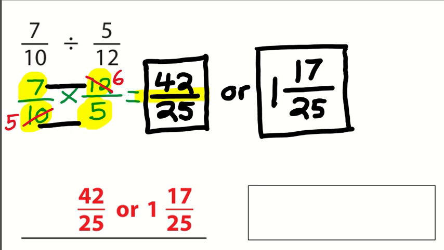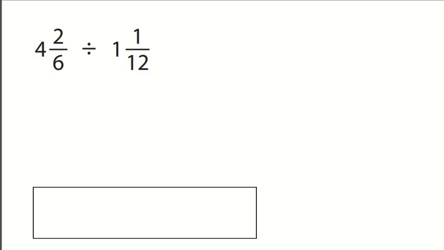Let's do a few more examples. What if I got a mixed number? Now you remember with mixed numbers, we want to turn them into improper fractions next. And we do that by multiplying and adding. So we're going to do 6 times 4 is 24, and 24 plus 2 is going to be 26. So our new fraction is going to be 26 over 6.